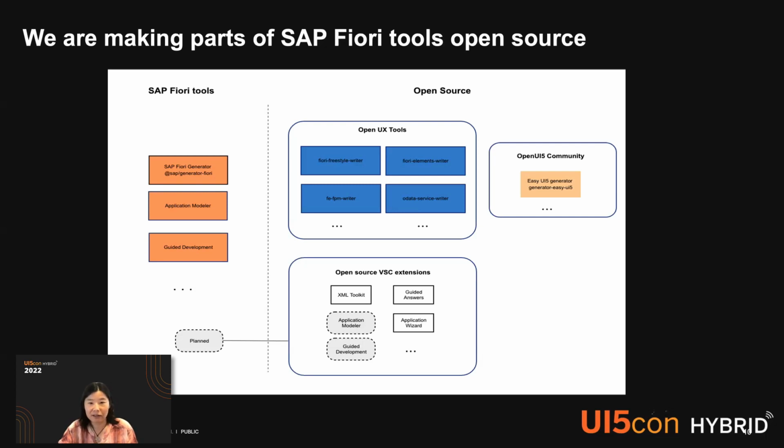We want to take this kind of collaboration to the next level with open source communities. Tobias showed you how the easy generator can make use of the modules in OpenUX tools. This is our strategy of putting individual modules into the open source area. We know that to be successful with the open source community, we need to make these modules very independent and very usable for a broader range of developers. And that's our strategy in transitioning SAP Fiori tools into open source.